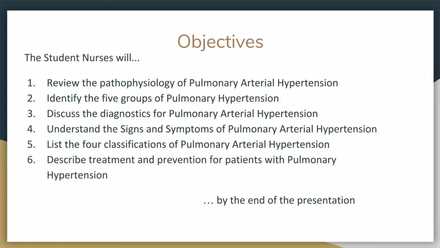Our fourth objective is to understand the signs and symptoms of pulmonary arterial hypertension, which answers the question, what are the signs and symptoms? Our fifth objective is to list the 4 classifications of pulmonary arterial hypertension, which answers the question, how do we recognize signs and symptoms? Our last and sixth objective is to describe the treatment, prevention, and education for patients with pulmonary arterial hypertension, which answers the question, what can be done about it and what can be done to prevent it? We are hoping to accomplish all of these objectives by the end of the presentation.